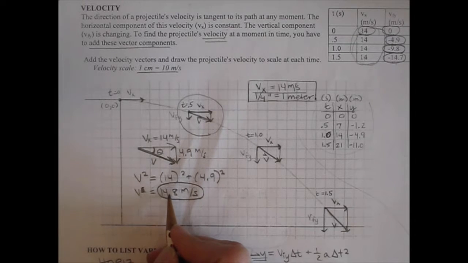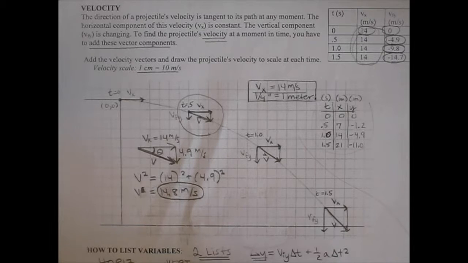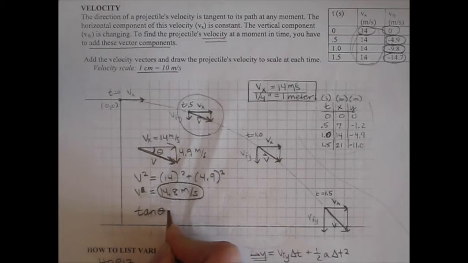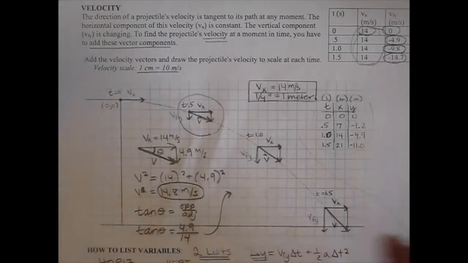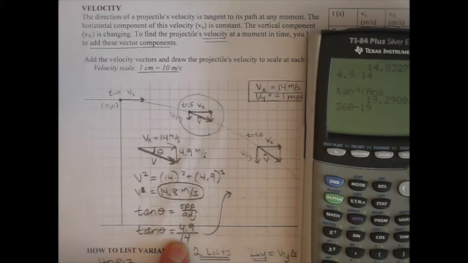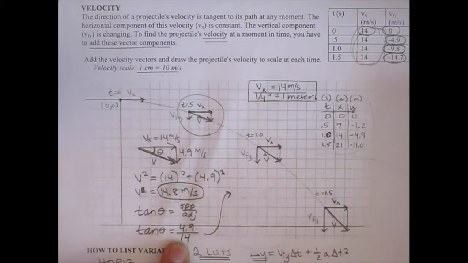But this is not the whole velocity, that's just the magnitude of it. We need to find the angle if we're stating a velocity. Velocity always has a magnitude and a direction. So we can do that using tangent. Theta is opposite over adjacent. And using our triangle, opposite is 4.9 meters per second over 14 meters per second. And then using inverse tangent of this fraction, 4.9 divided by 14, inverse tangent is 19 degrees.